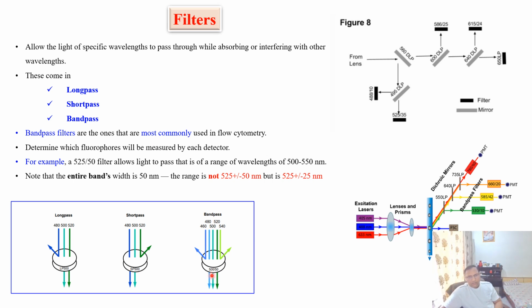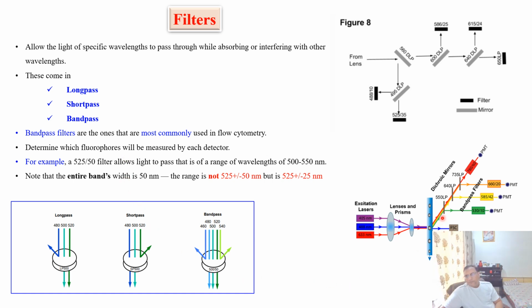So for example, this is 500 oblique 50. It means it is plus minus 25, not plus minus 50. The wavelength range of this filter is 475 to 525. Kindly note that it is not 500 to 550. So this filter only passes the wavelengths ranging from 475 to 525. So this is about the different filters and their functions.